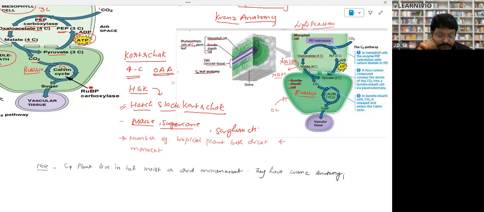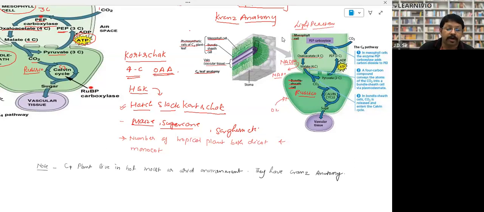Next point. The chloroplasts of bundle sheath cells are larger and do not have grana. It means light reaction cannot go on in them, only dark reaction. So there are two kinds of chloroplasts. A smaller chloroplast, which is found in mesophyll, and a larger one, which is found in bundle sheath cells.